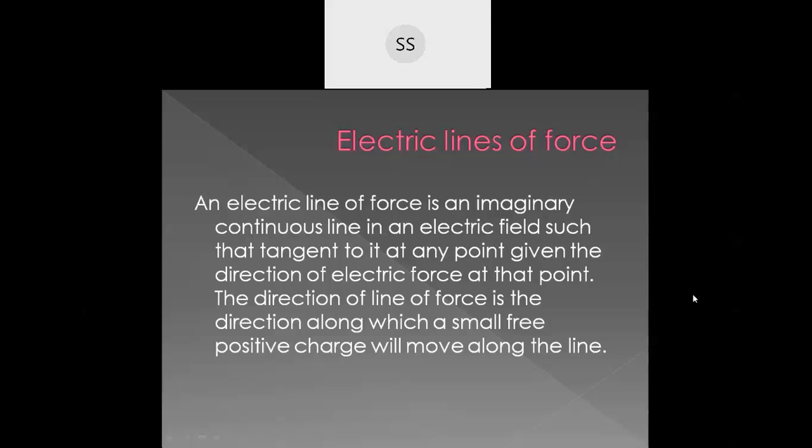So we know that when we put the source charge and bring the unit positive charge, the unit positive charge may get attracted or repelled according to the sign of the source charge. When it gets attracted or repelled, it will act in a straight line according to Coulomb's law. So those imaginary straight lines around a charged particle or the source charge are called its electric lines of force, the imaginary lines.